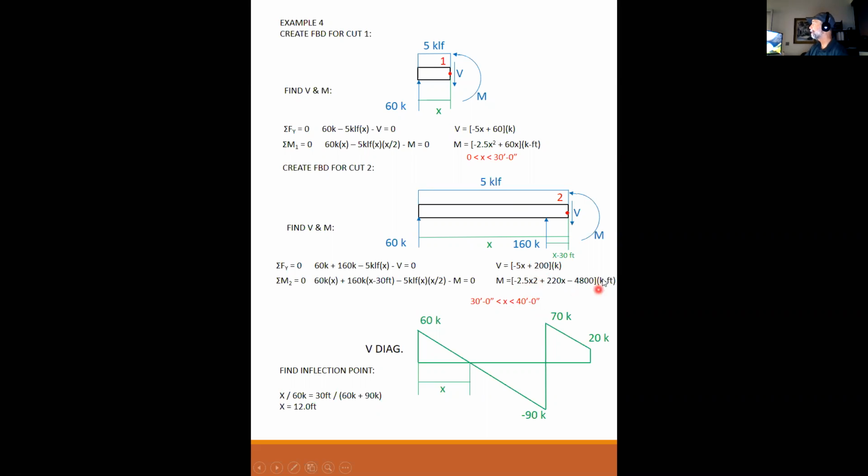So this equation describes the moment diagram from here to here. And if you were to take this equation, it's a negative parabola, or a negative quadratic. If you plot that equation between the points x equals 30 and x equals 40, you will get the shape that looks like what I drew, more or less.